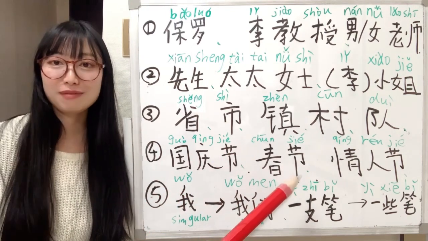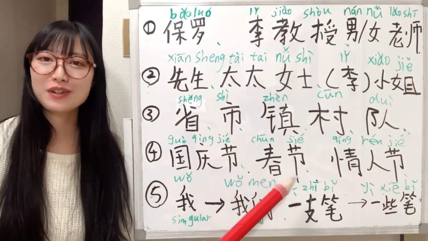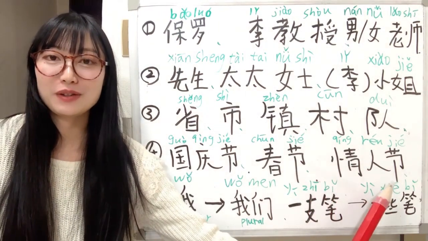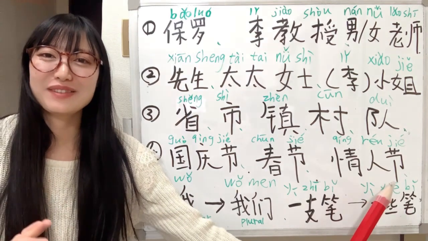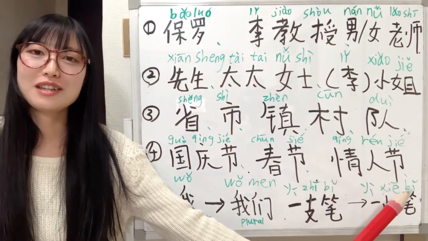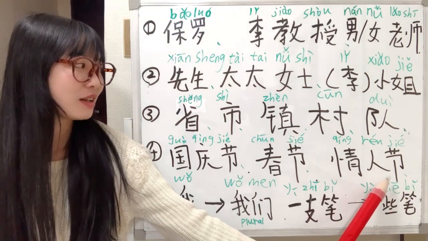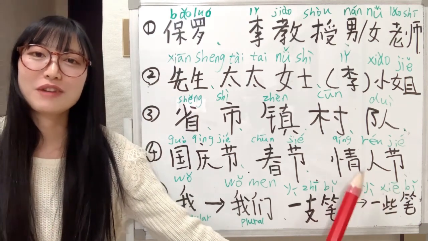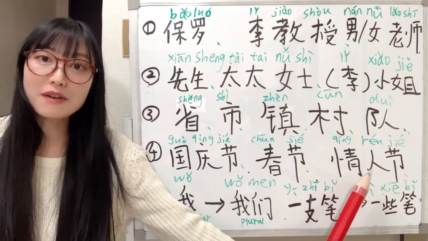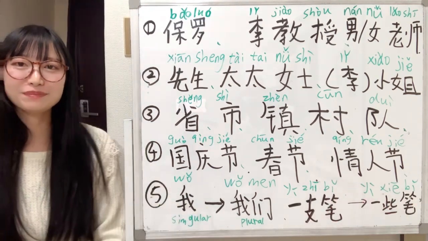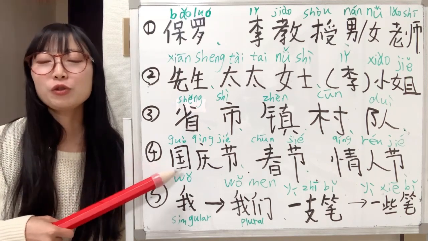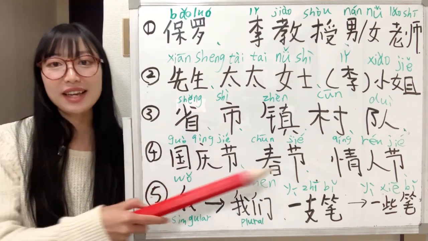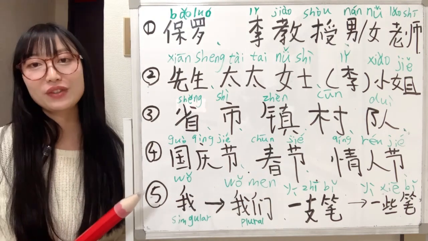Okay, 春节. Just last month, Spring Festival is Chinese New Year. 情人节, 情人, lover, 节 festival. We even think like the Valentine's Festival, 情人节. So 情人节 means Valentine's Day, not festival. But if you translate this directly, it means festival. 情人 means lover, lover's festival, that's 情人节. So after you know this, it's easier for you to understand, if something has the 节 here, it must be a festival. Yes, it is.